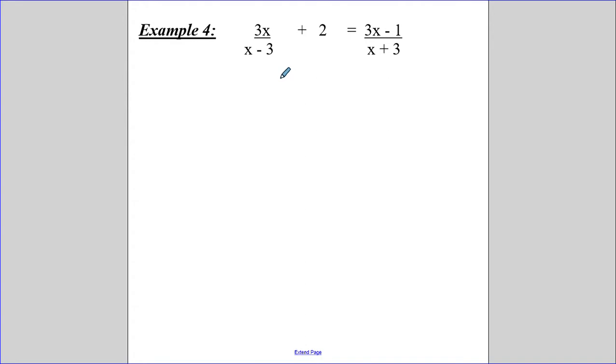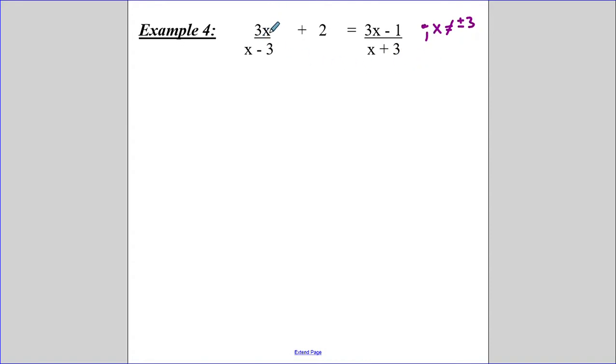Alright, so for our first one, I've got two terms on the bottom, and so I can see right away that I'm going to have non-permissible values here, where x can't be 3 and can't be negative 3, so plus or minus 3.